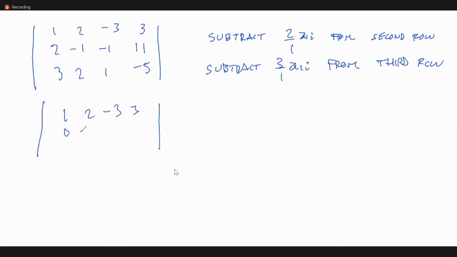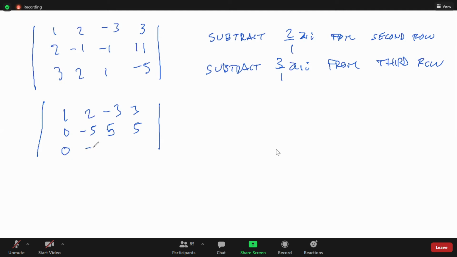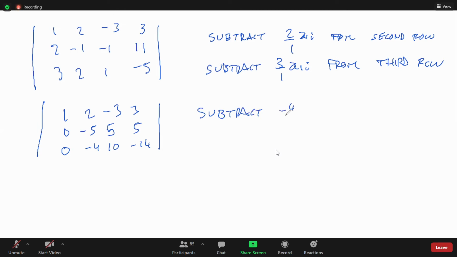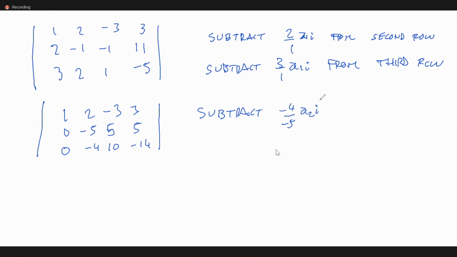So this gives us 0, -5, 5, 5. And then we multiply all the elements in the first row by 3, and then we subtract them from the third row, giving us 0, -4, 10, -14. Now we take -4 over -5 times all the elements in the second row, and we subtract that from the third row, so that this gives us [1, 2, -3, 3; 0, -5, 5, 5; 0, 0, 6, -18].